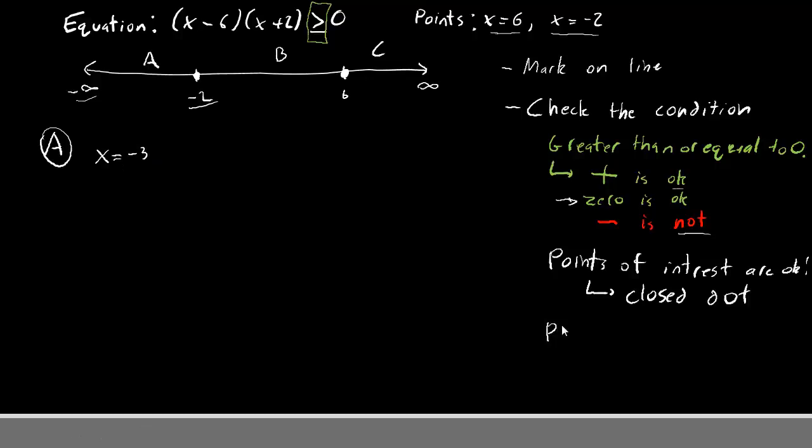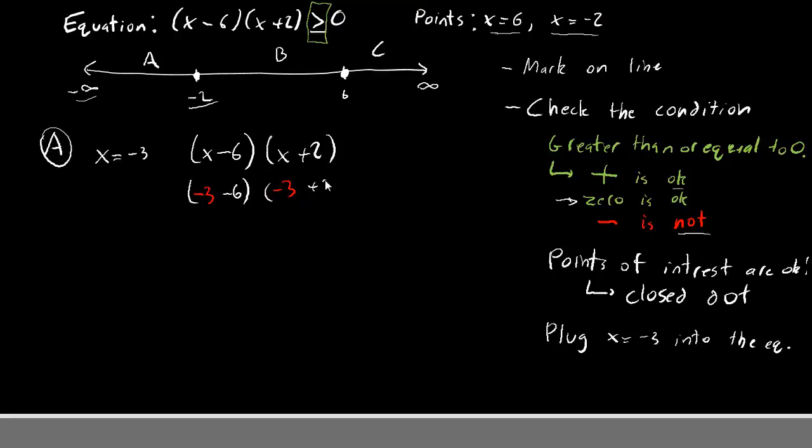And we are going to plug x equals negative 3 into the equation and see if it's positive or if it's negative. So our equation says x minus 6, x plus 2, but we're going to substitute in negative 3 for x. So our equation becomes negative 3 minus 6, negative 3 plus 2. Now we could do all the algebra out right here, but it's more important to know the signs of each piece. If we look at the first piece, we have negative 3 minus 6.